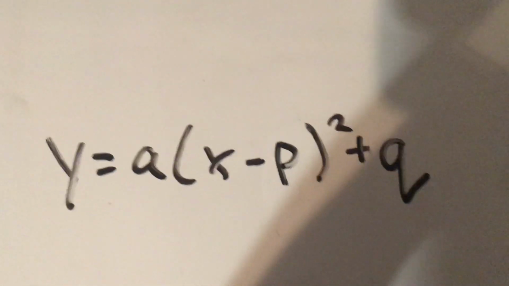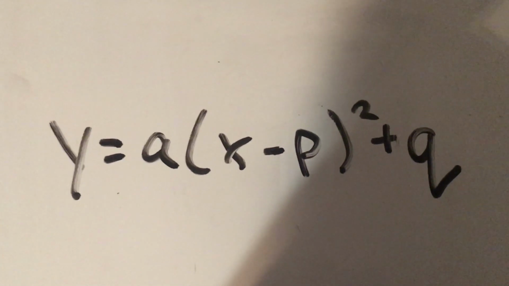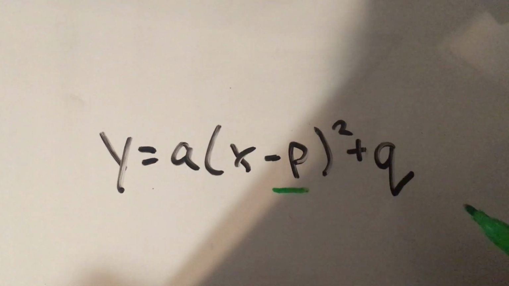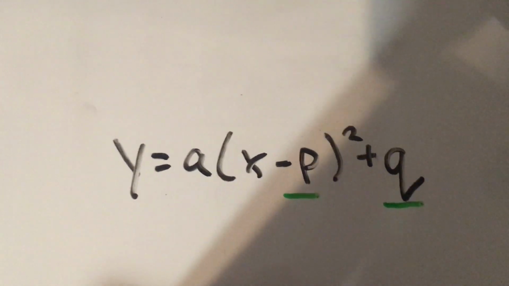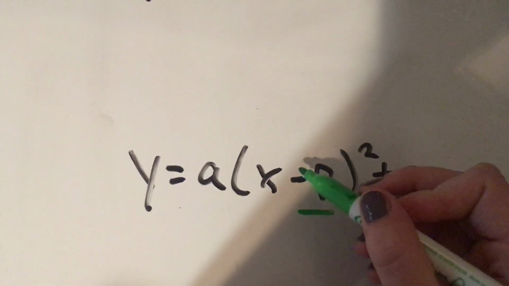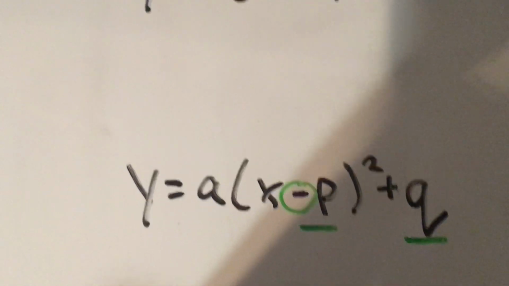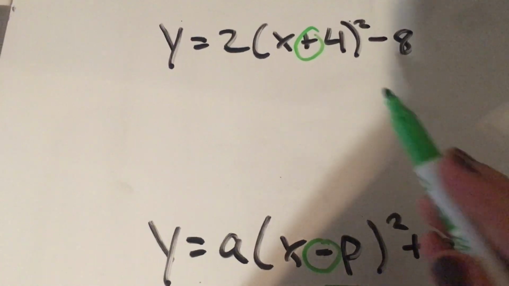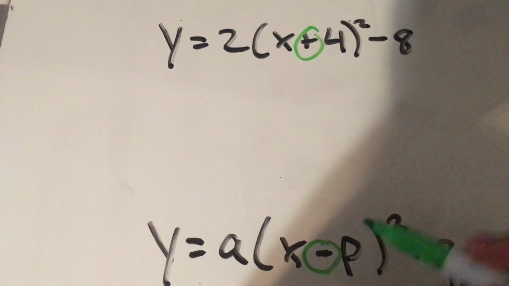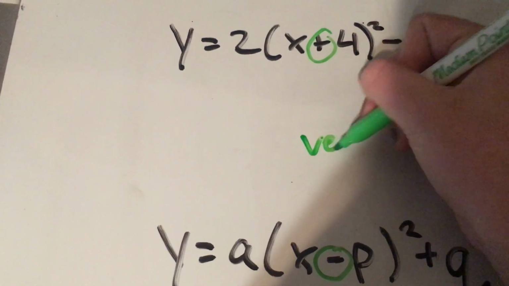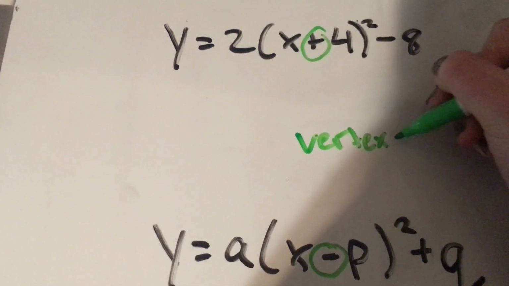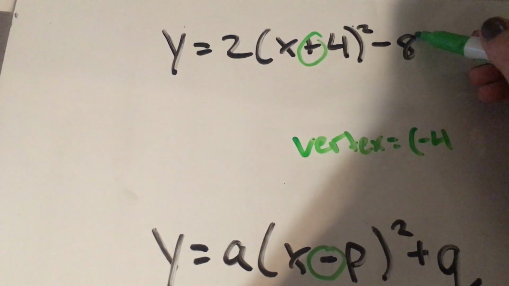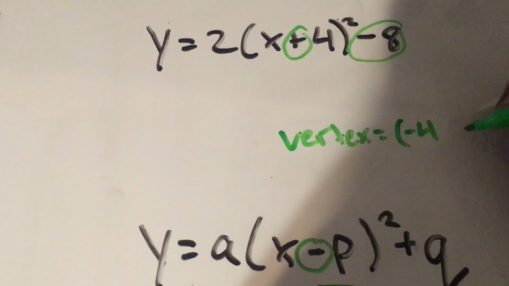So now that we have it completely written out in vertex form, all we have to do is find the vertex. So this is what vertex form looks like, and we know that the p is going to be the x of the vertex, and the q is going to be the y of the vertex. And it's good to notice that there's x minus p. So we have x plus 4, and to get the plus, it would have to be a negative and a negative, so we know that the x of the vertex is going to be negative 4. And our y is just going to be negative 8 because it's plus q.